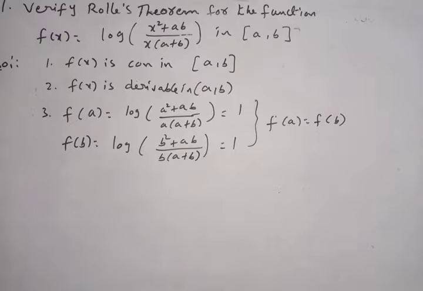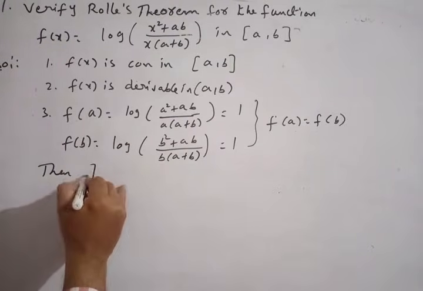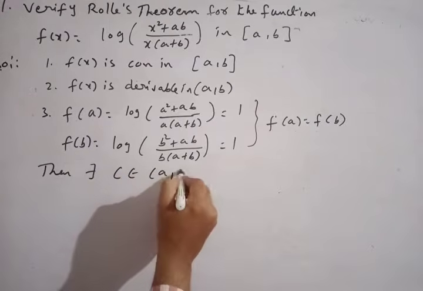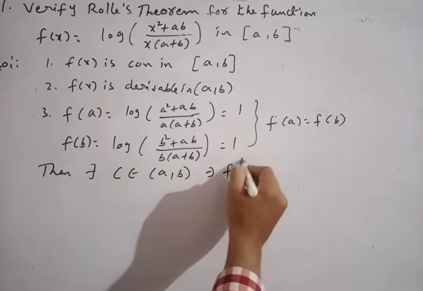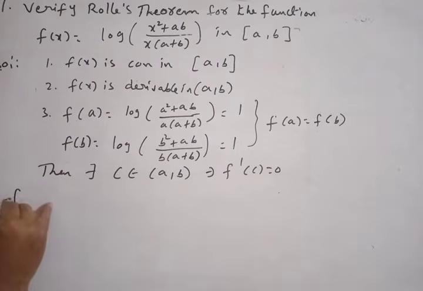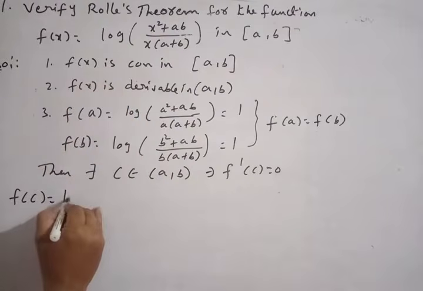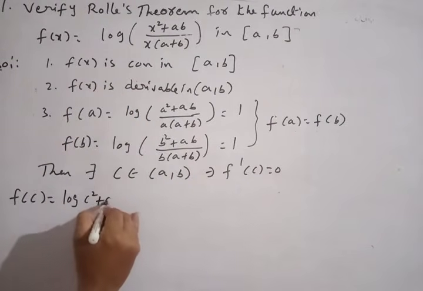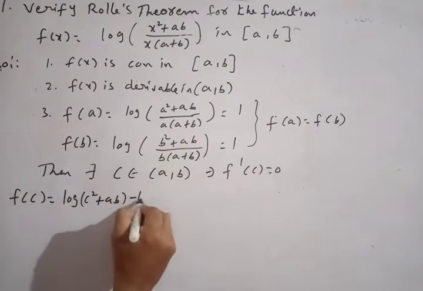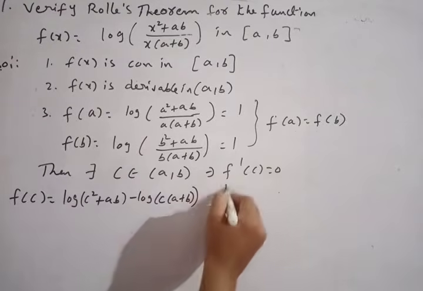Now here one small step. All conditions of Rolle's theorem are verified. Then there exists c belonging to (a, b) such that f'(c) is equal to 0. So first what I am doing here, I am writing like this: f(c) is equal to, this is the log a/b formula, which can be written as log a minus log b. Like this I wrote.